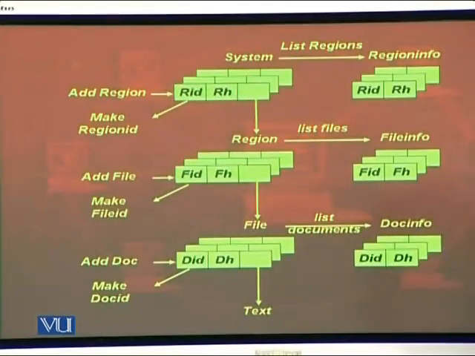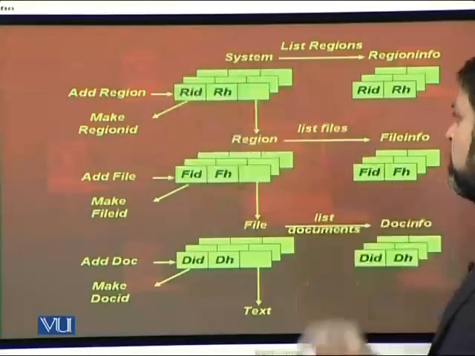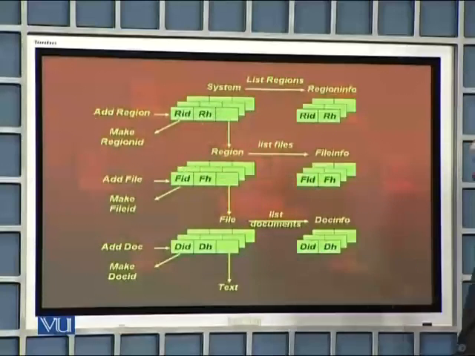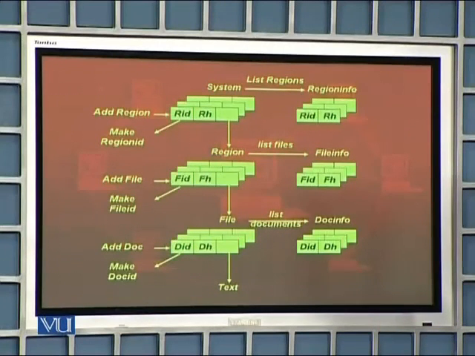So a new region would be added. So this is my bimap. This whole collection is my bimap, and this is the new region that is added to that bimap. Similarly, add file and add document work in a similar manner.